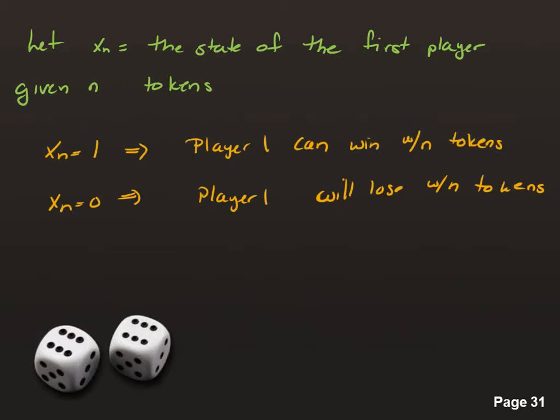So x_n equals 1 means player 1 can win with that number of tokens, and x_n equals 0 means player 1 will lose with n tokens, just like we did before.